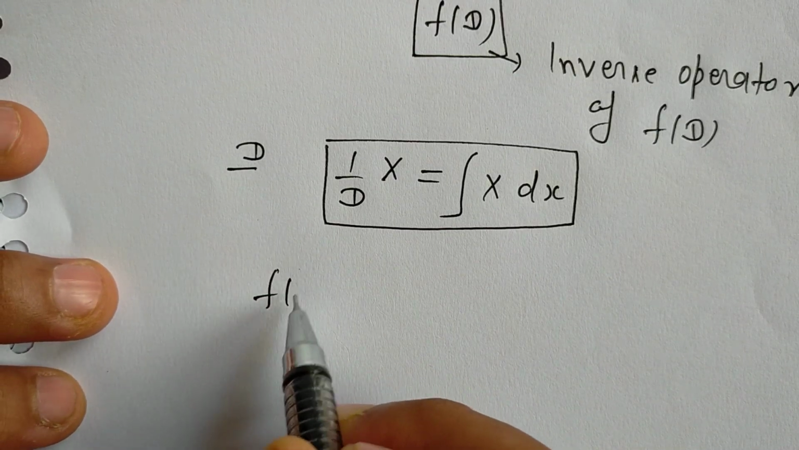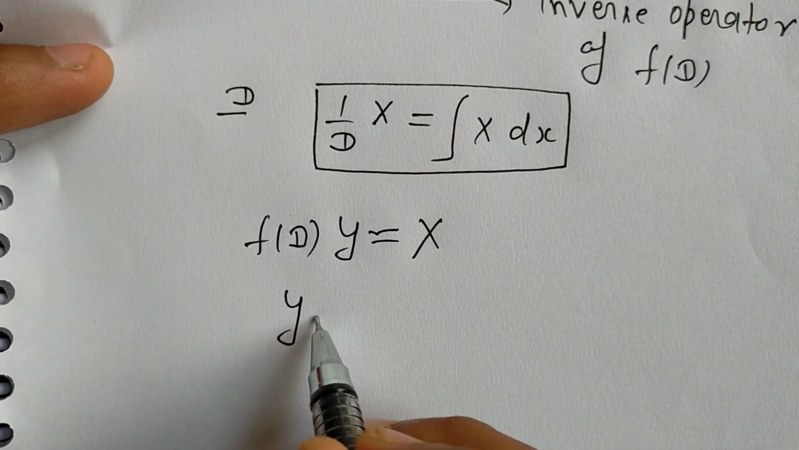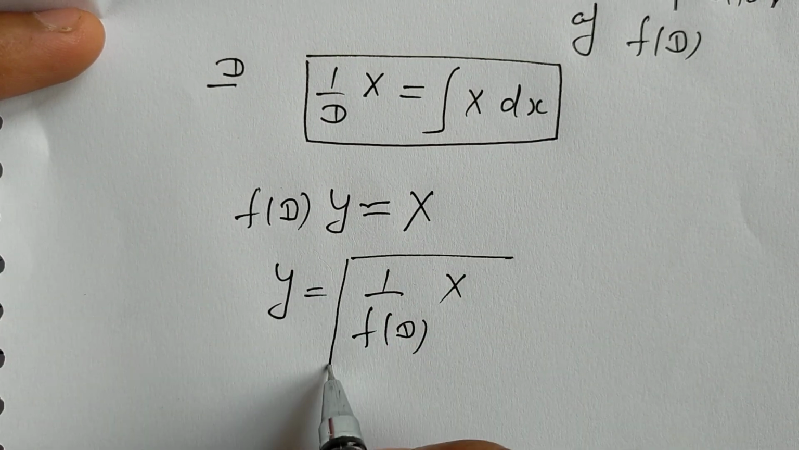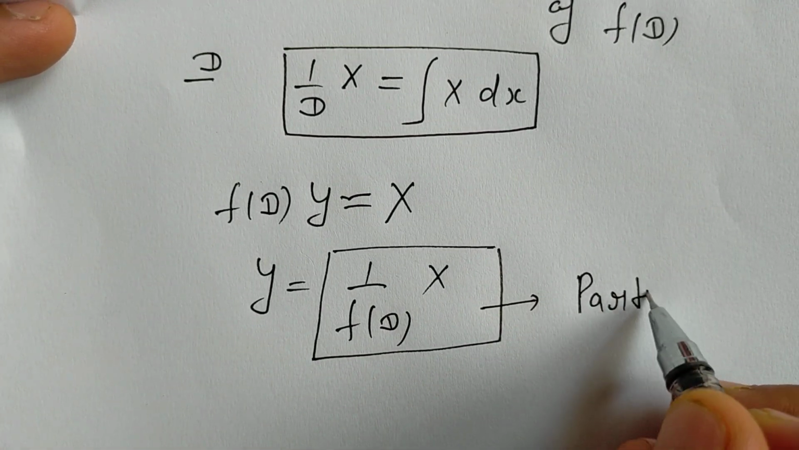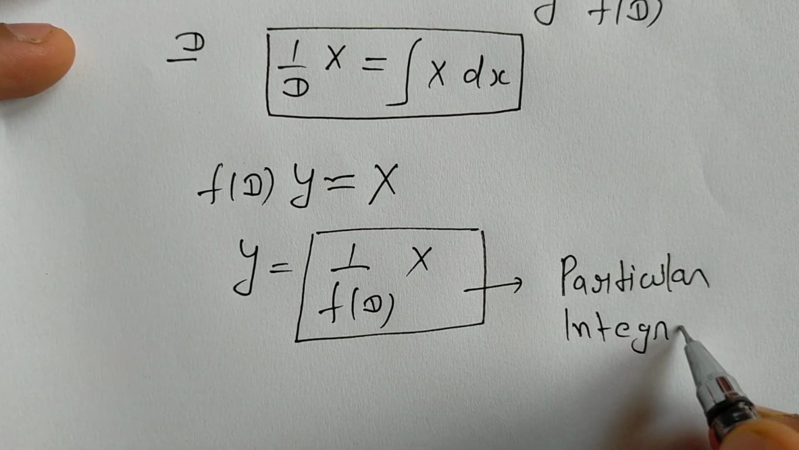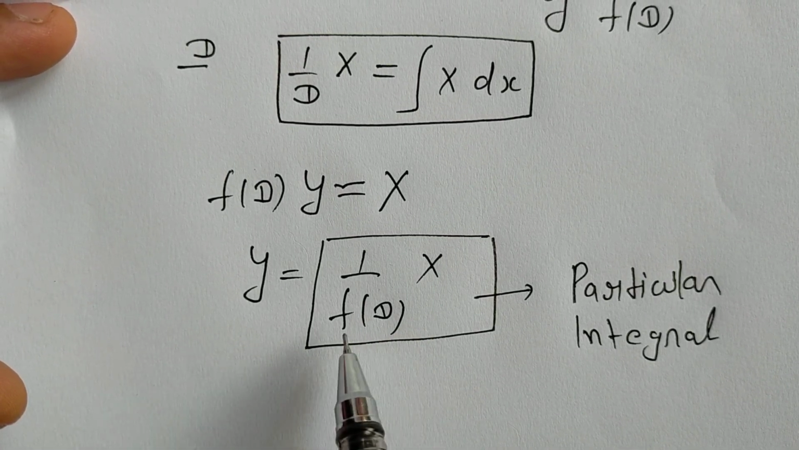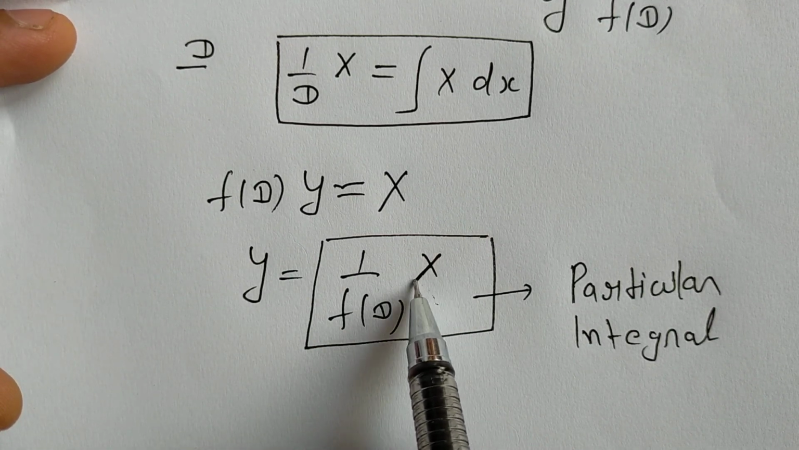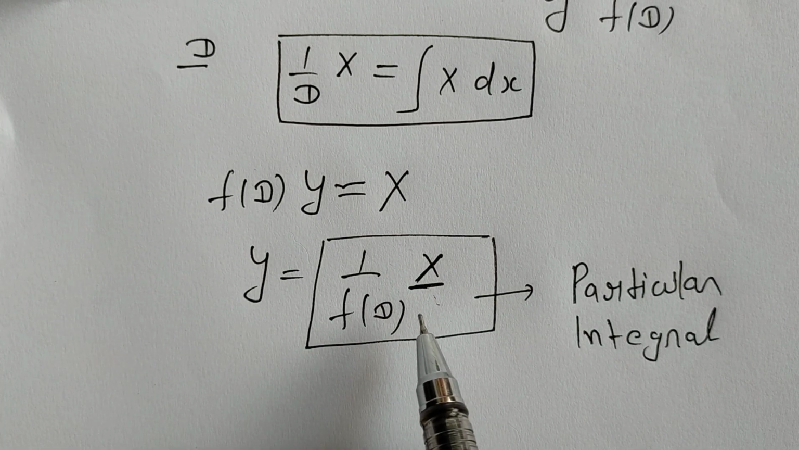So when we have f of D y equal to X, y equal to 1 by f of D X. So this is called the particular integral of the differential equation. Now we'll see how to find this particular integral. We have various methods for finding the particular integral based on the non-homogeneous part X.